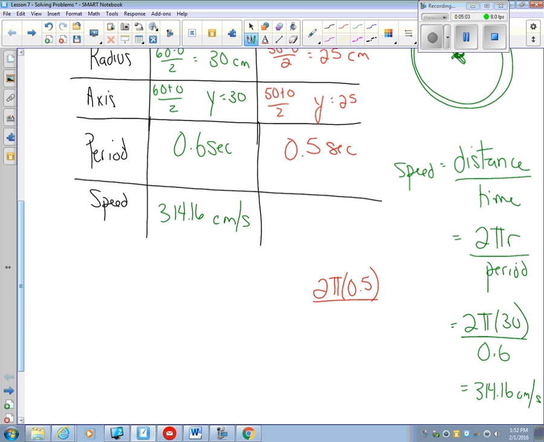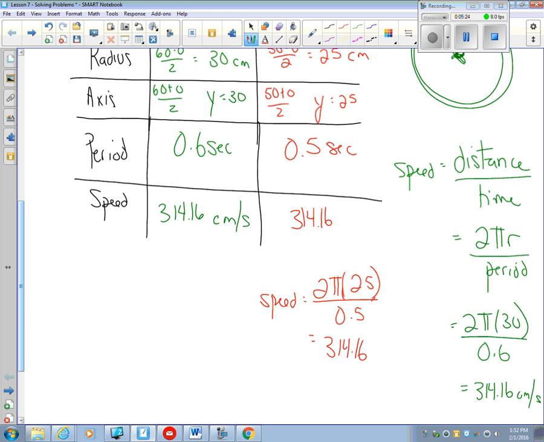And the period, oh sorry, not point, wrong spot for that one. The radius was 25, the period was the 0.5 part. Okay, this is our speed. If I punch that one in my calculator, what do I get this time? Well, something kind of interesting. I get the exact same speed.